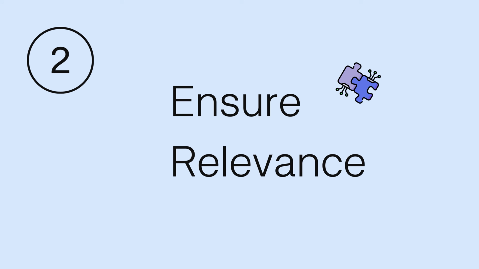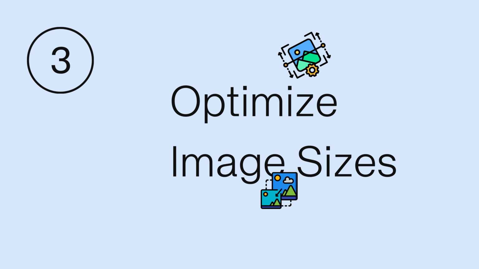Tip number 3, optimize image sizes. Large images can slow down your website, leading to a poor user experience. Optimize your images to reduce their file size without compromising on quality. This can be done using various tools and techniques such as compression, resizing, and using appropriate formats like JPEG or PNG. I will share with you some nice tools to optimize your images at the end of this lesson.